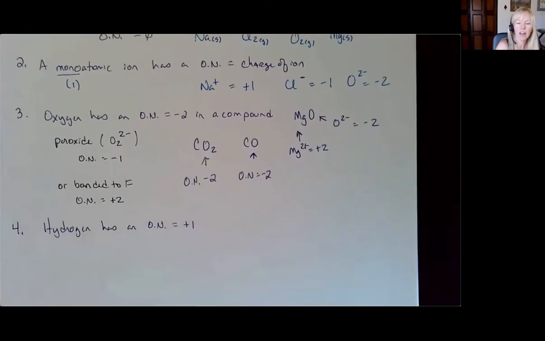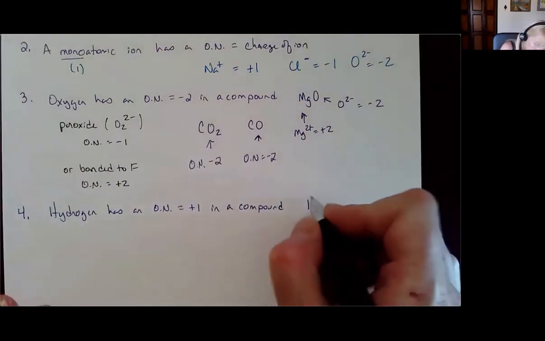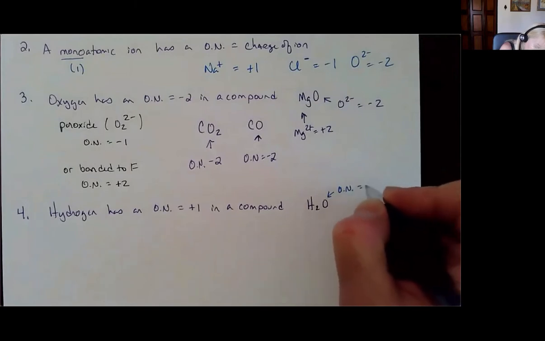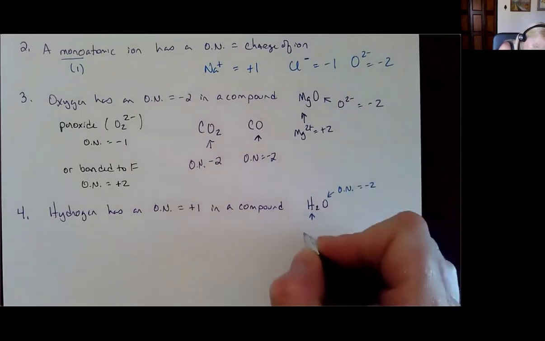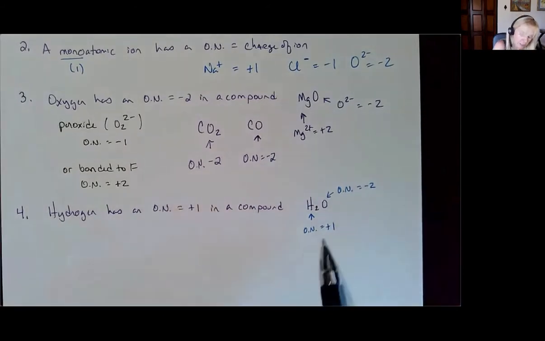Hydrogen has an oxidation number of +1 in a compound. So for instance, in water, oxygen is going to have an oxidation number of -2, and hydrogen is going to have an oxidation number of +1. There happen to be 2 hydrogens, so when I look at each one of these oxidation numbers, they're going to balance out.